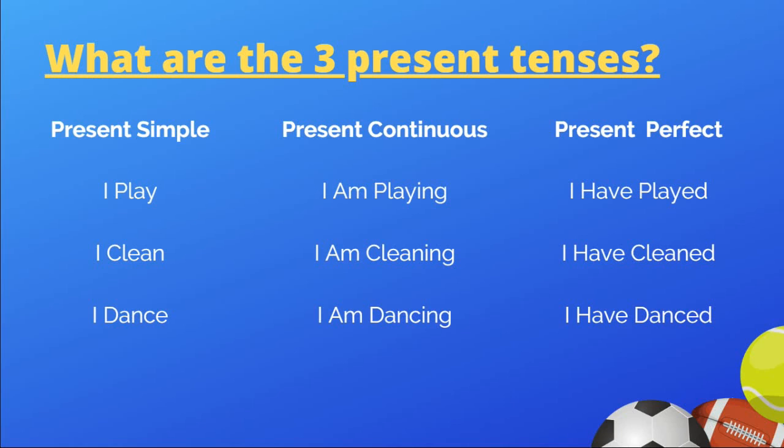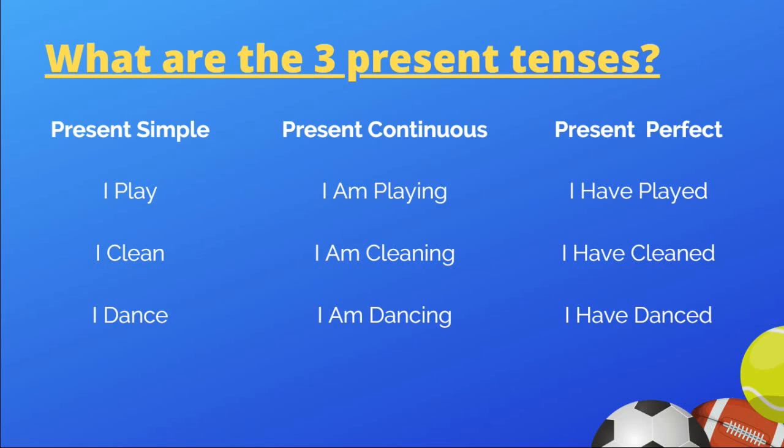First of all, you all probably know that there are three present tenses in English. These are the present simple, present continuous, and the present perfect. The present simple: I play, I clean, I dance. The present continuous: I am playing, I am cleaning, I am dancing. And the present perfect: I have played, I have cleaned, I have danced.